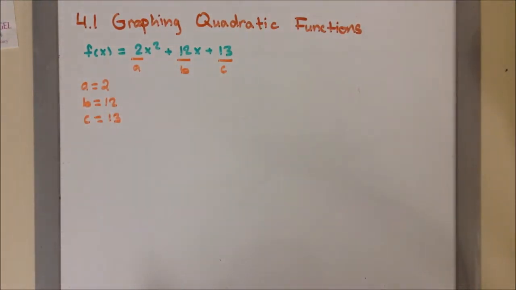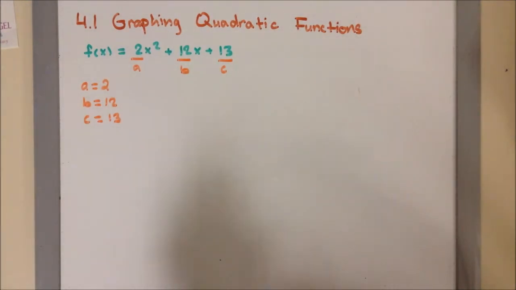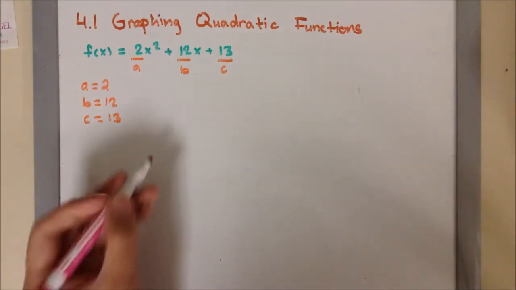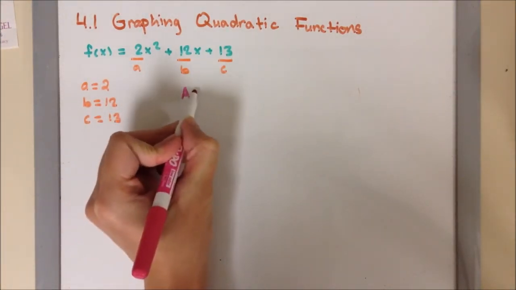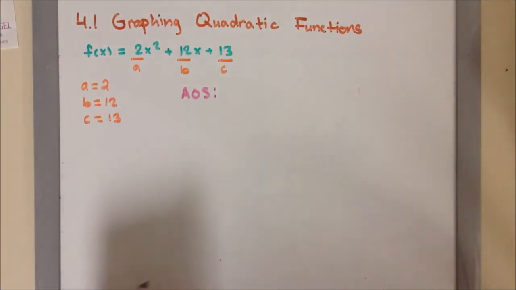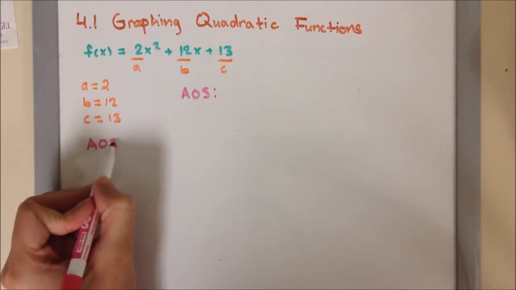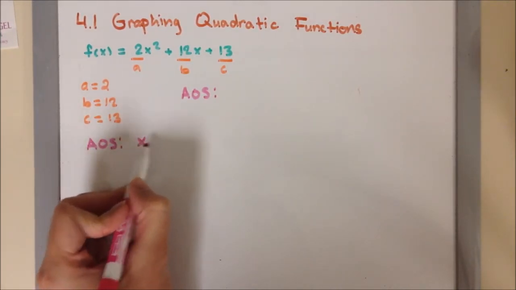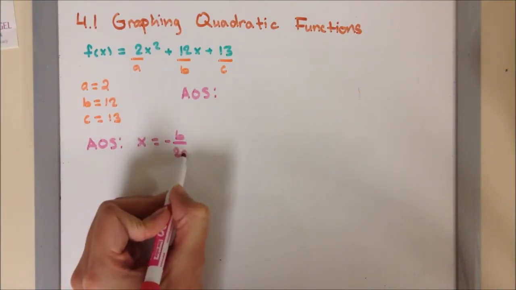So, first we're going to find the axis of symmetry, also known as AOS. So, I'm going to write AOS. Now, if we were to go back, the formula for AOS, axis of symmetry, is simply x equals negative b over 2a.